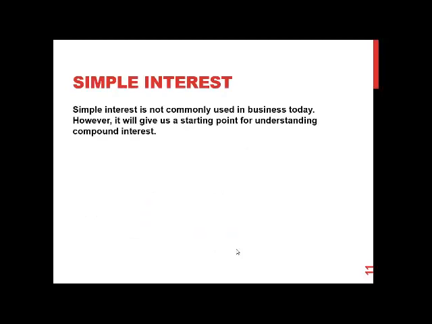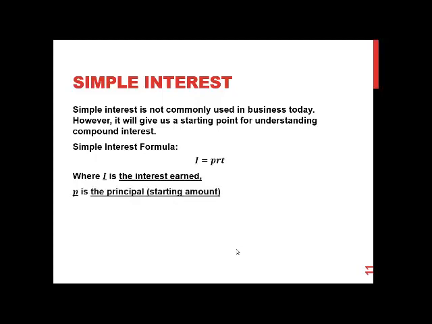Simple interest. Simple interest isn't commonly used in business, however we're going to use it as a starting point. The simple interest formula is I equals PRT, where I is your interest earned, P is the principal or the starting amount, R is the interest rate. Typically this is an annual interest rate. And we have to write it as a decimal. So instead of a 7 for 7%, we would use 0.07.